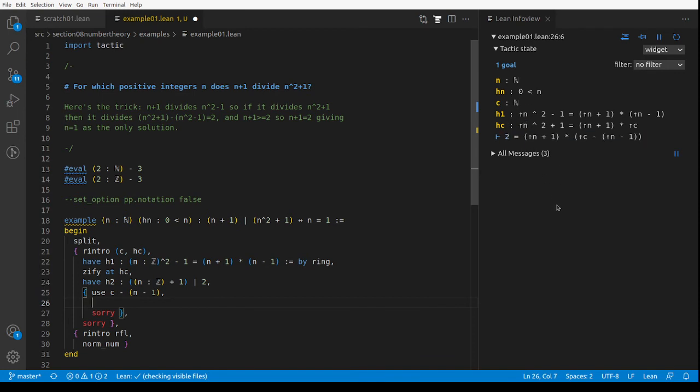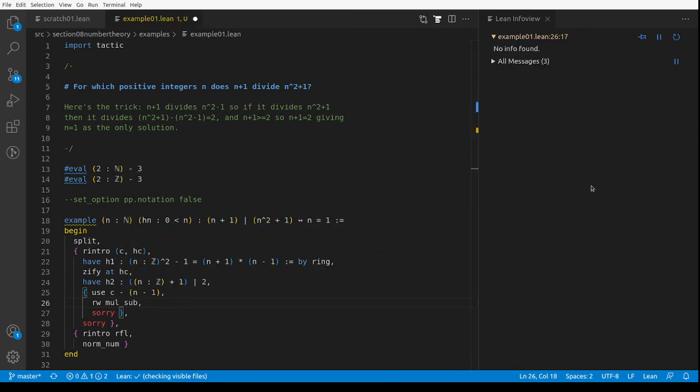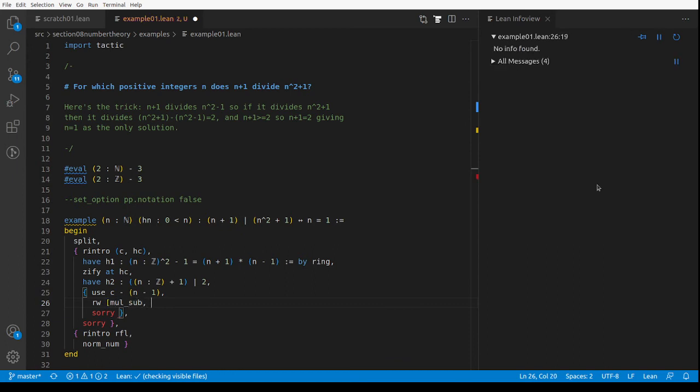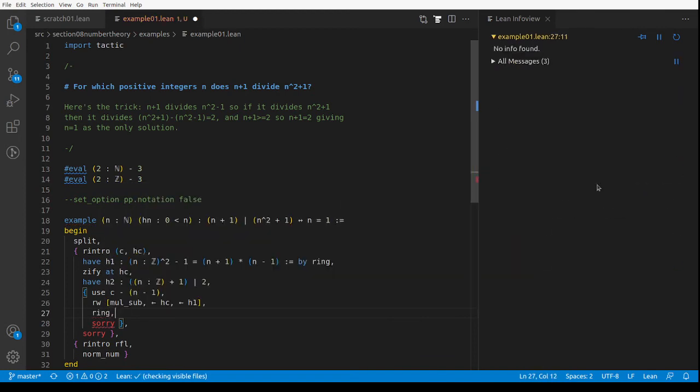And now I've got to use H1 and HC to prove this goal here, and it's kind of clear how we're going to do it. This is n plus 1 times something take away something, and so we need to expand out that bracket. That's going to be called mul sub, I suspect. Rewrite mul sub. Yeah, that's worked. And now I want to rewrite HC backwards and H1 backwards. So rewrite mul sub, comma, backwards HC and backwards H1. There. And now that should be ring. Bingo.